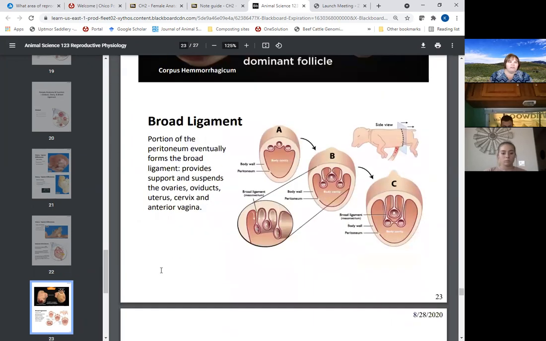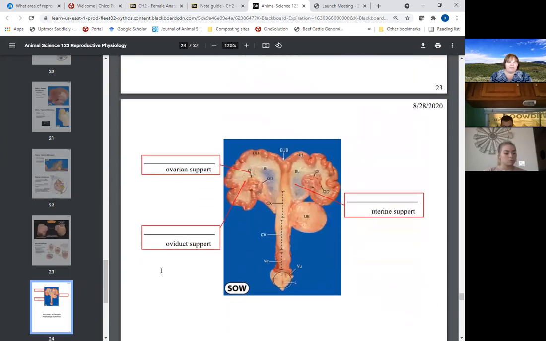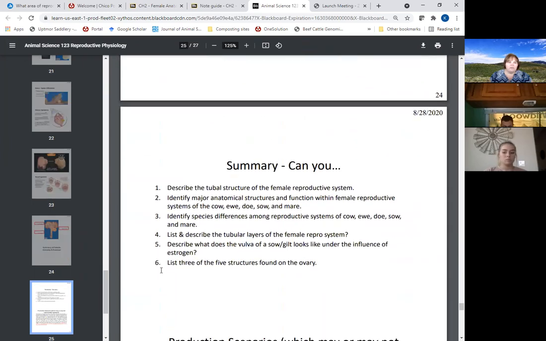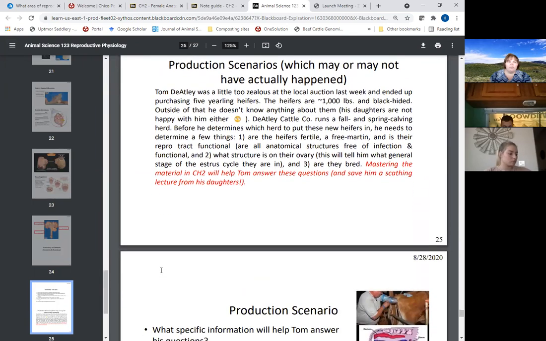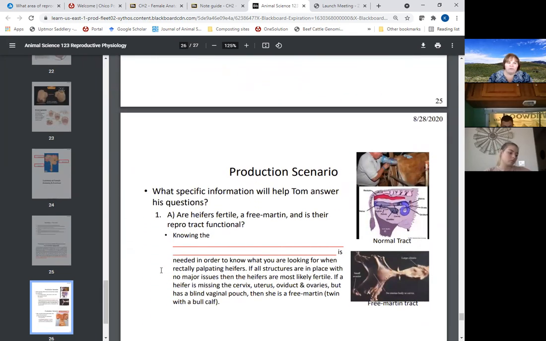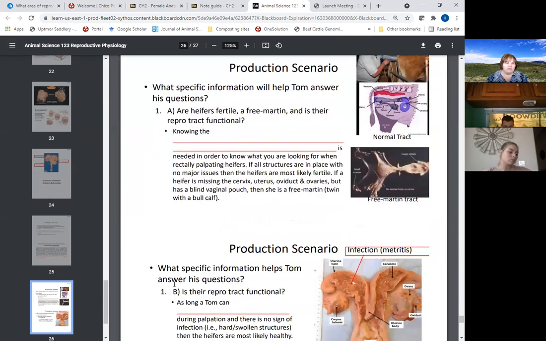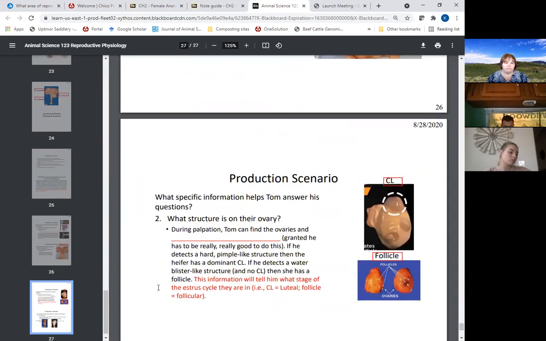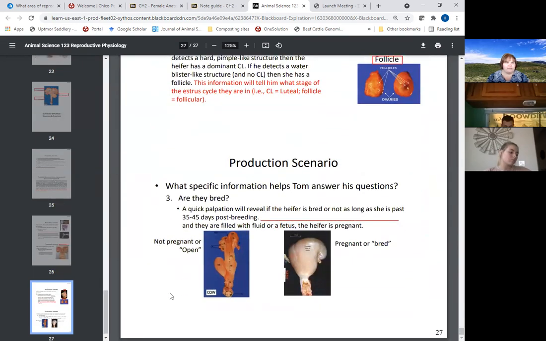And then we end this chapter talking about the broad ligament and why it's important. And then we circle back to that production scenario. And so with that production scenario, we'll break it down question by question, and we'll bring things that we talked about in lecture into this production scenario. And hopefully that will cement those concepts in greater detail for you. All right. So those are kind of some tips and tricks for chapter 2.